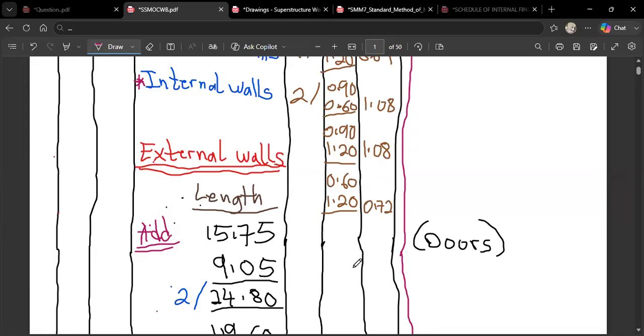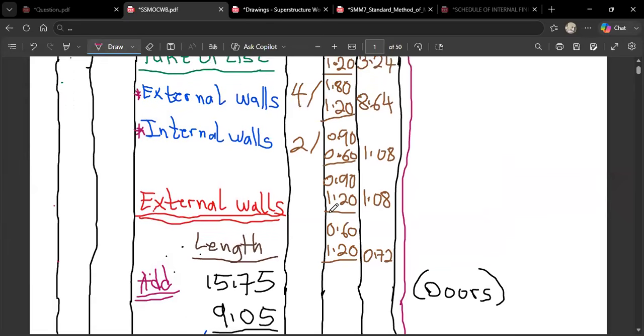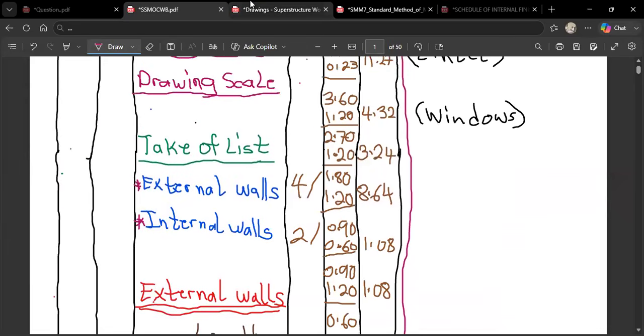So for the doors, what can we realize? You realize that there are just 3 doors over here.